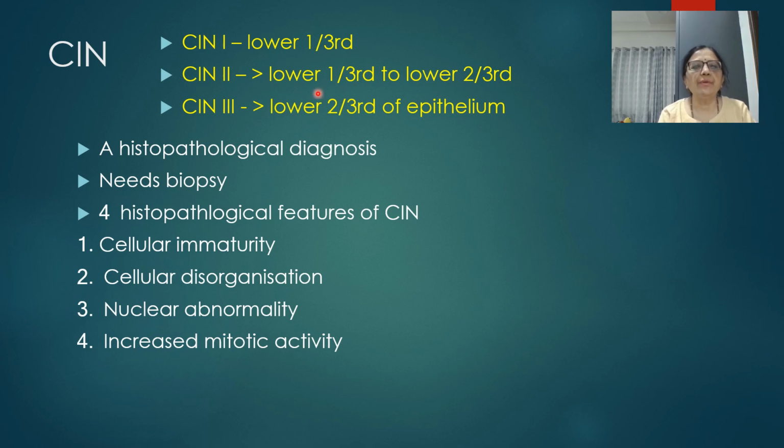CIN2 is when it affects more than the lower one-third, but up to the lower two-thirds. So it is more than the lower one-third, but less than the lower two-thirds. And CIN3 is when more than the lower two-thirds of the epithelium is affected by the changes of CIN, or cervical intraepithelial neoplasia.